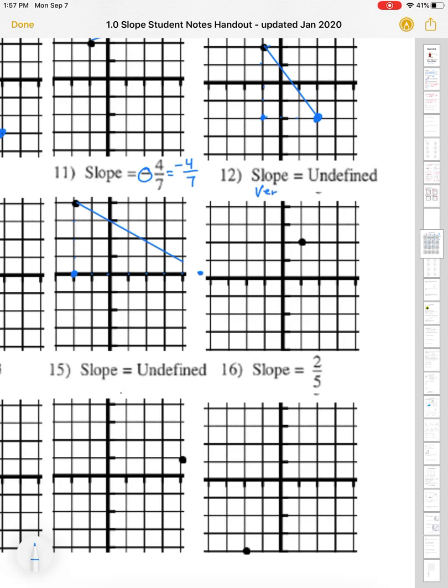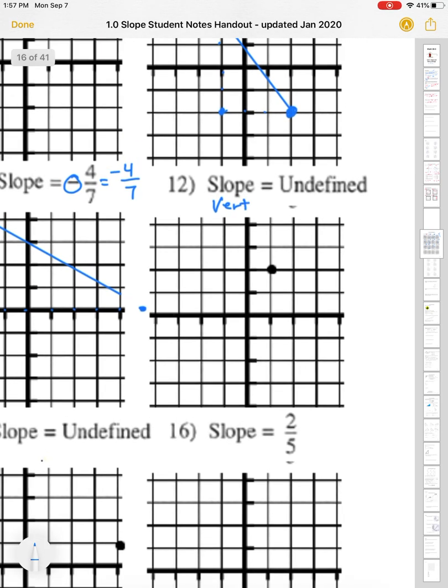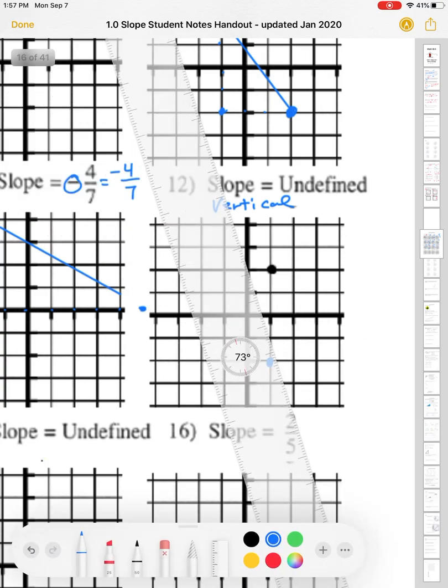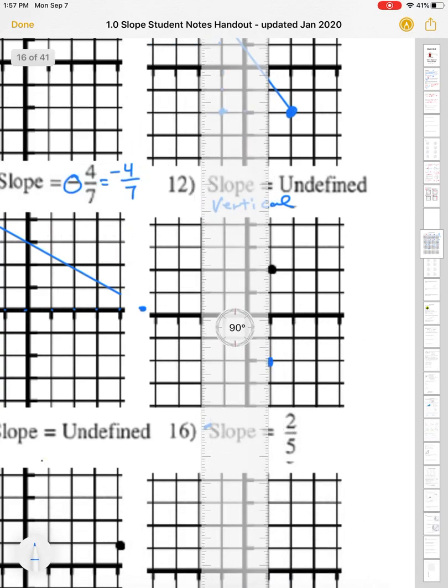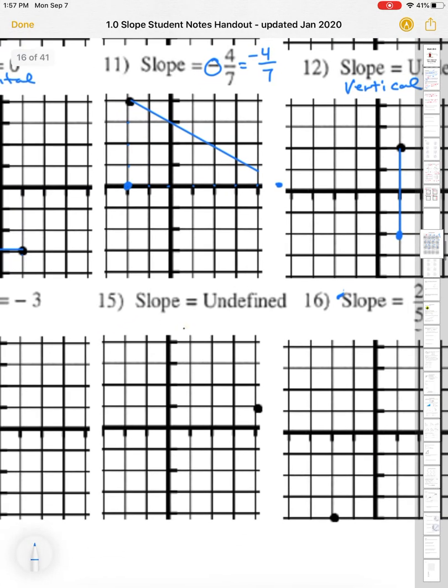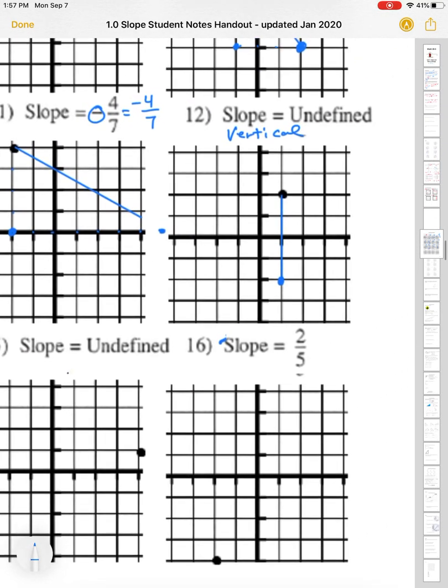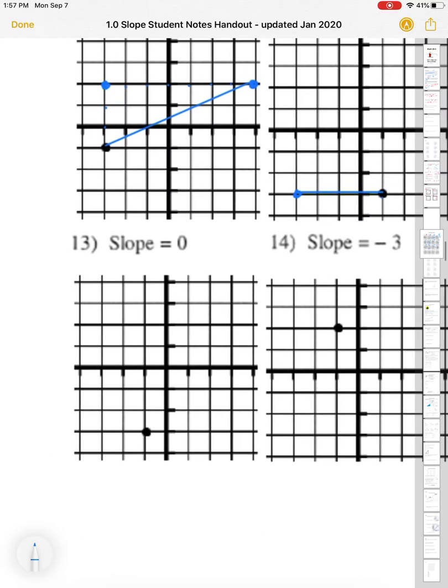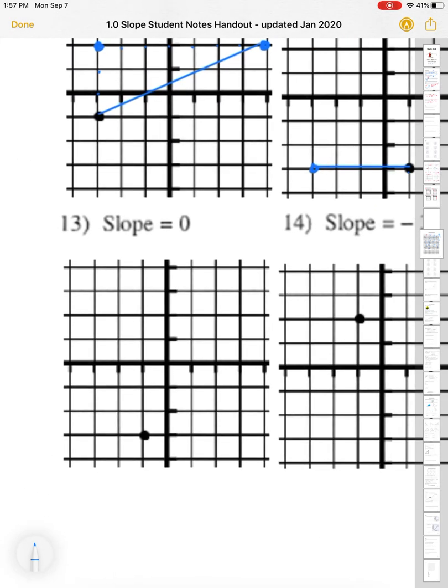Undefined. Undefined means we're going to have a vertical line. Okay, so again, I can just pick an endpoint. We're going straight up and down. Save ourselves some work. Put in our ruler. And there we go. Okay, nice, straight, undefined line, vertical.